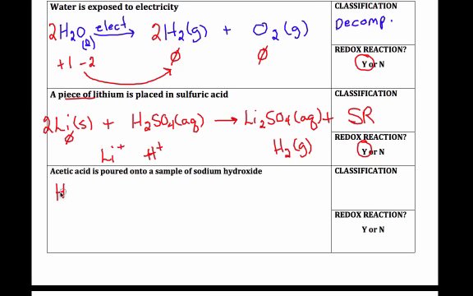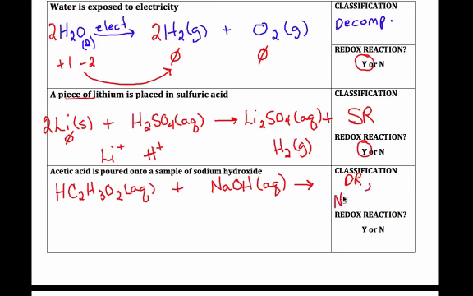Acetic acid, HC2H3O2, aqueous. So I have an acid, a base, a hydroxide, sodium hydroxide. So I've got two reactants. They're both compounds, right? Can't be a synthesis because they're not two elements. So the only synthesis you have to predict is element plus element. So this is a double replacement.